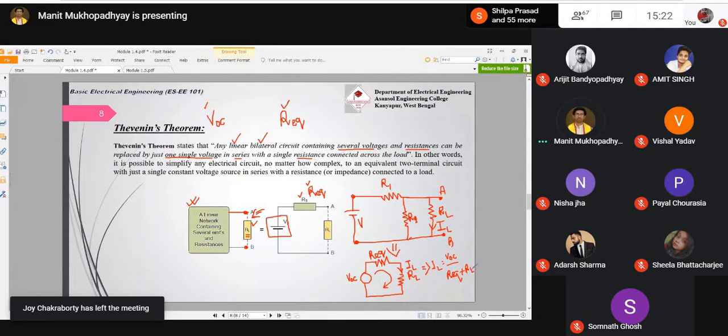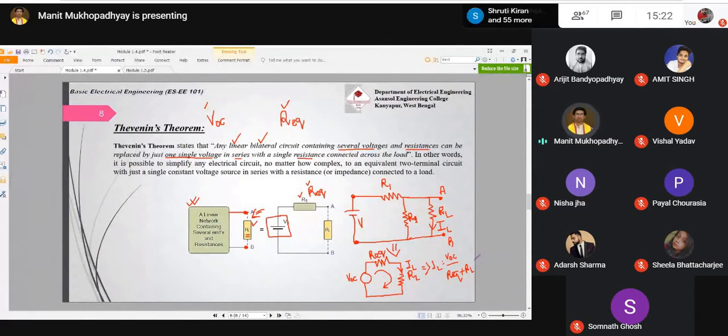Till now if you have any problem, unmute and speak. Any query? No, sir. Okay, very good. So now what will we do next? We will calculate the value of VOC and R equivalent. So first we will calculate the R equivalent, and we will redraw the circuit like this.